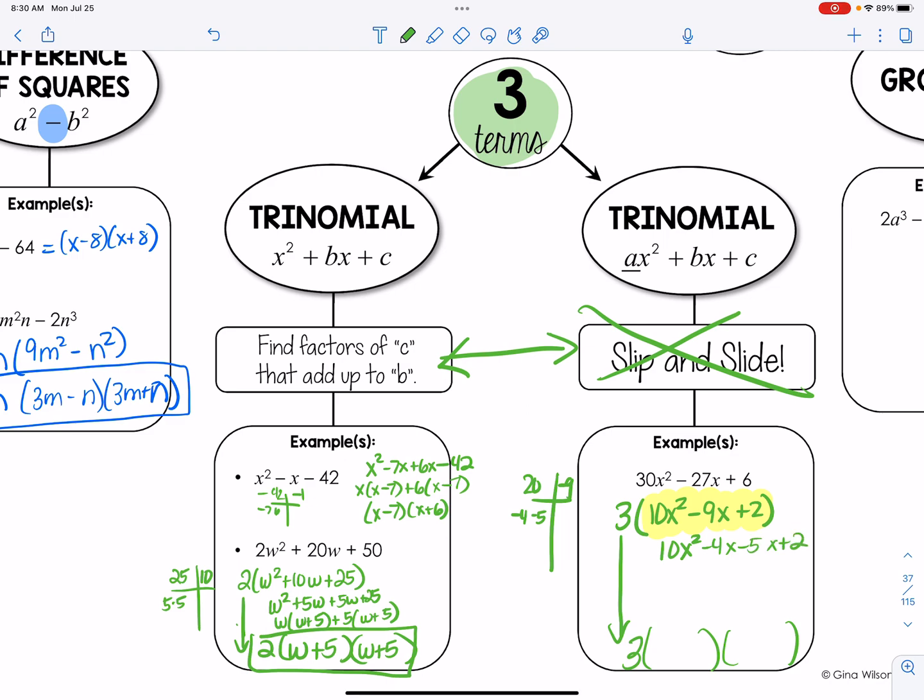What can I take out of the front two? A 2x. And in the back, I need a positive 5x, but right now I have a negative, so I'm going to take out a negative 1. So I get what's inside and what's in front. And I don't have to do any extra steps with that. It's just done. Okay? All right.